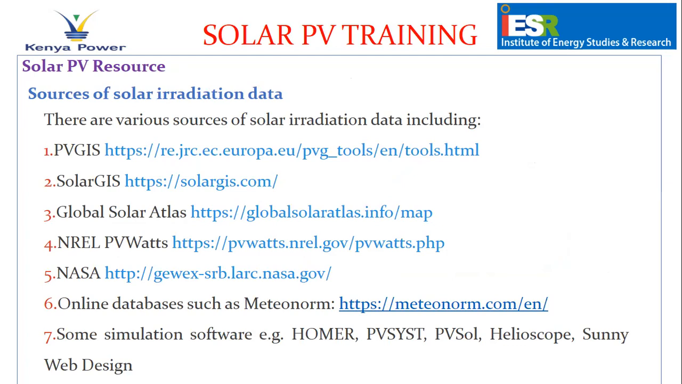Finally, for today, I want us to have a brief tour of some of the softwares and platforms that we can use to access solar irradiation data. There are some softwares that you download and install. Number six is a software that you download and install. It's called Meteonorm. Number seven are also simulation softwares which you download and install, like Homer. Homer is not free. PVsyst, PV*SOL, Helioscope, Sunny Design, and the rest. Those ones you download and install, though Sunny Design also has an online version, but there are many softwares which we download and install. There are some that we access through the website, and they are the ones given using HTTP links.